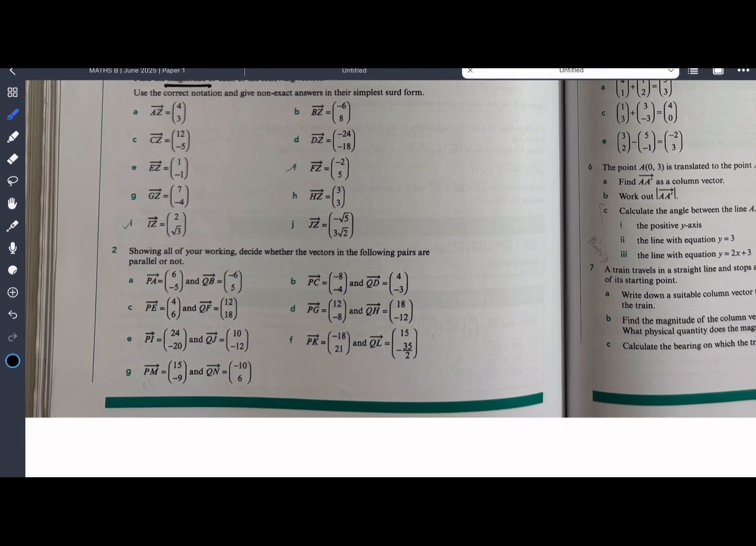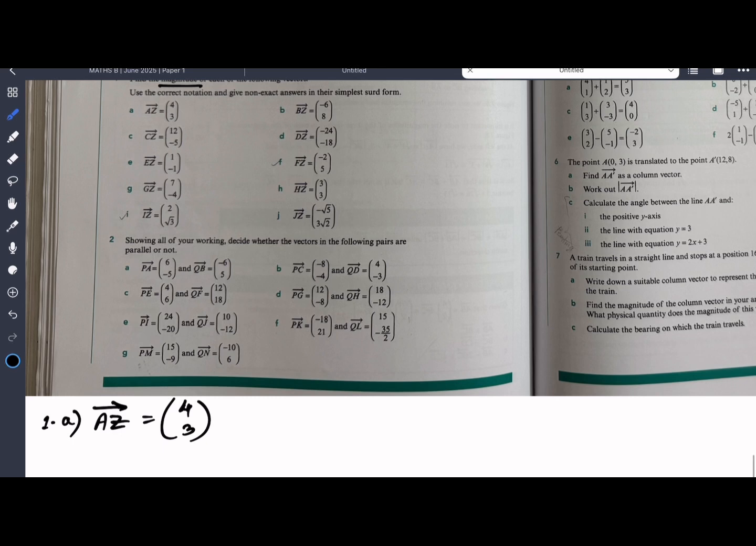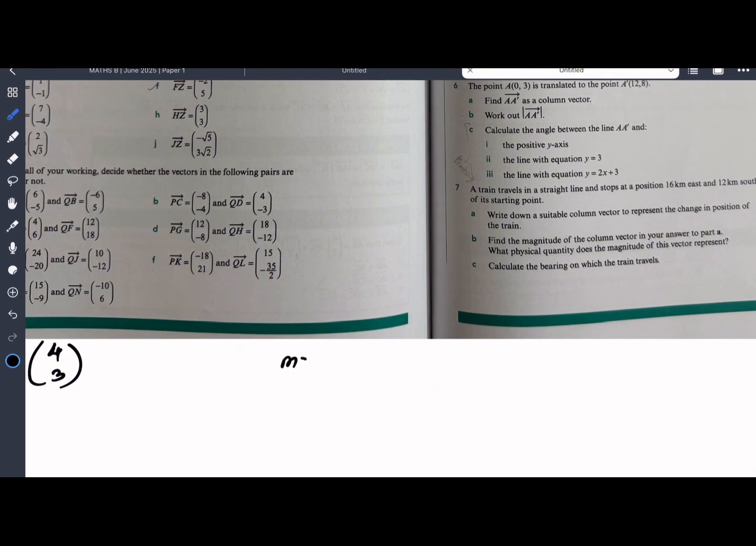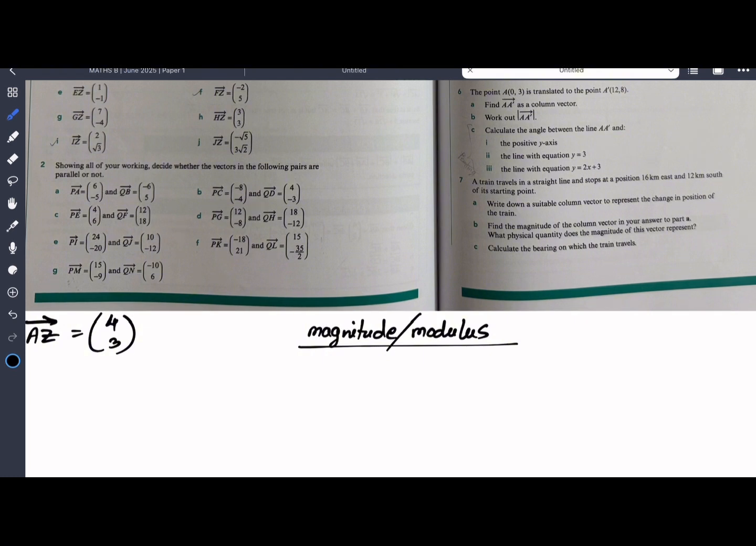Okay, so we have 1A, AZ. Always remember to use this particular sign. AZ is (4, 3), so 4 is our horizontal component and 3 is the vertical component. They asked us to find the magnitude. So how can we find the magnitude? Magnitude can also be referred to as modulus. So how can we find the modulus of a vector?